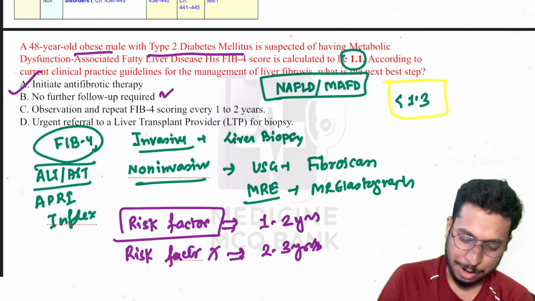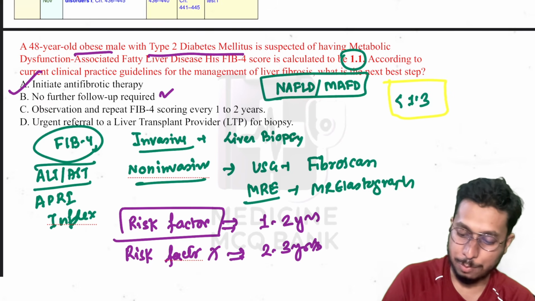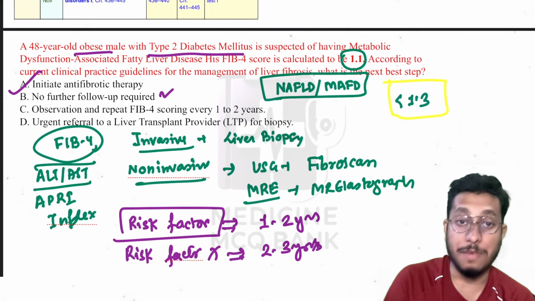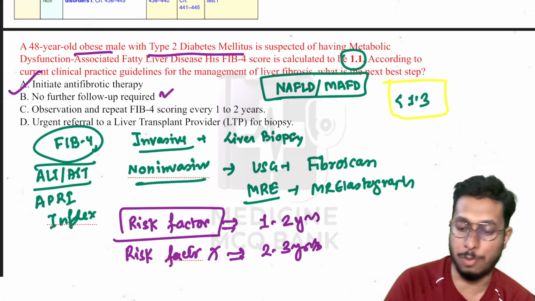Now, urgent referral to liver transplant at this point, never, until and unless the risk was very high, like more than 2.67, and you are going for secondary risk assessment in the form of MR elastography or liver biopsy. You never consider liver transplant at this stage.